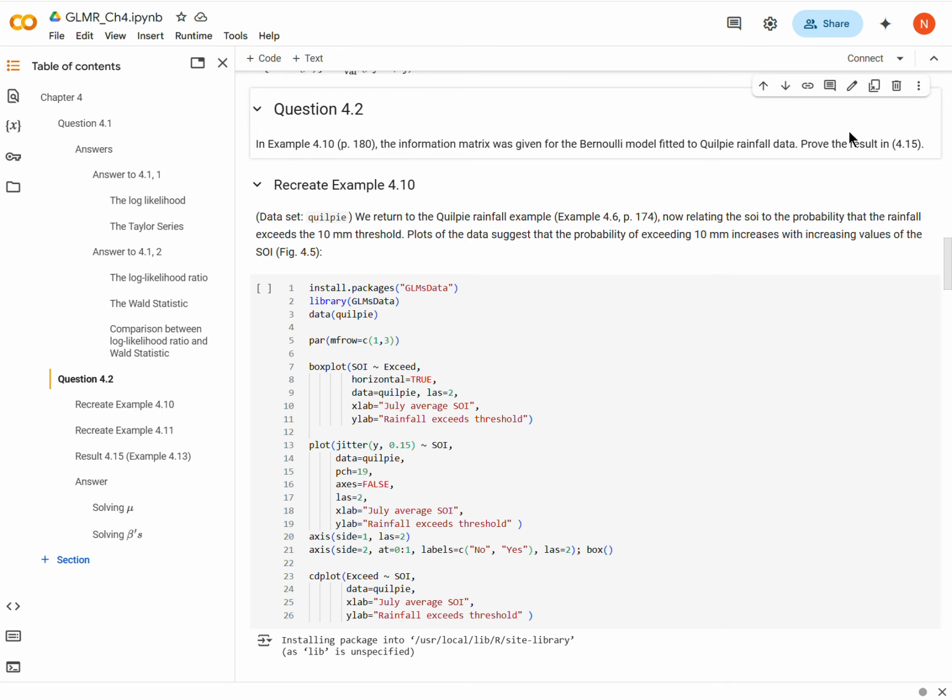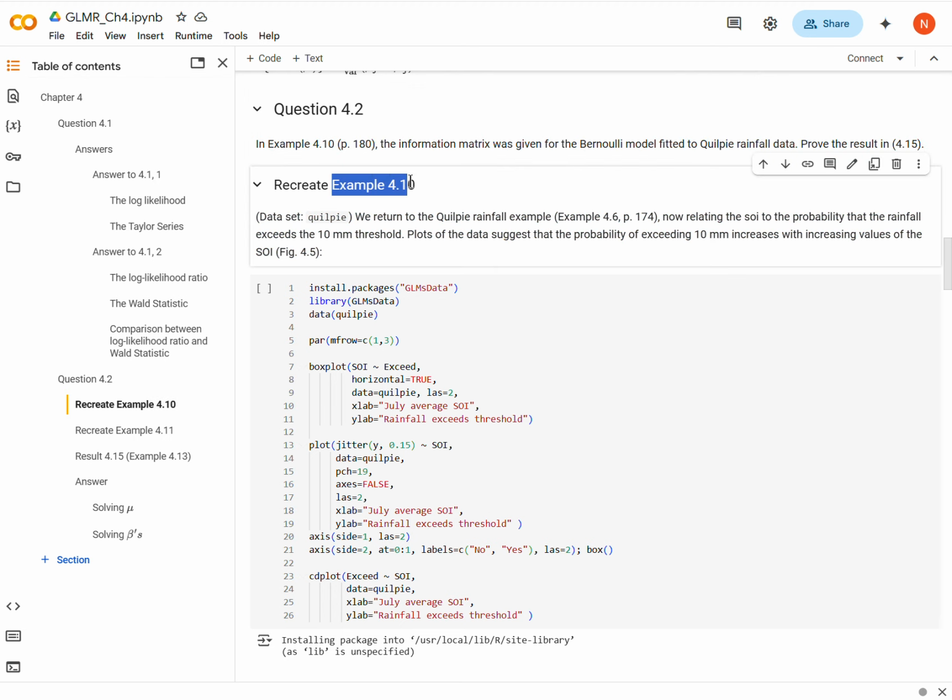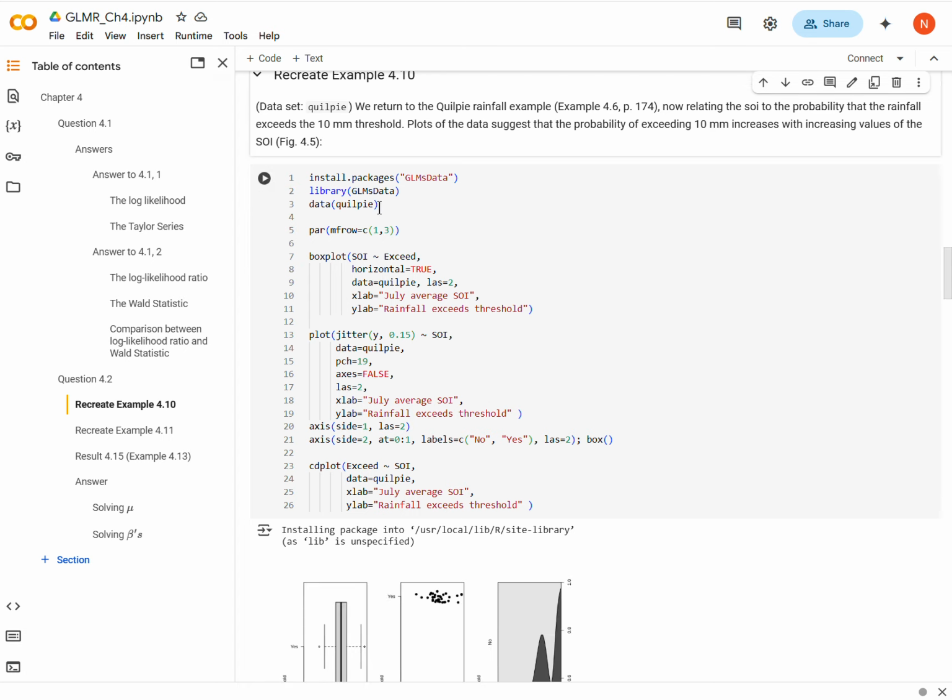Then the result from that example, which is result 4.15, we're meant to prove. Which I take to mean just basically deriving it. So what I've done here is I've recreated example 4.10. I'm not going to go through all of this. This is basically just what's in the book.